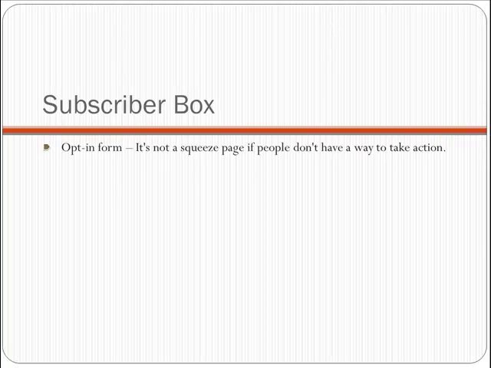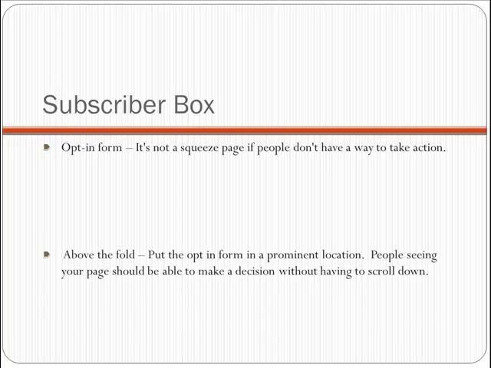Subscriber box. This is your opt-in form. This is that code that we were talking about that you're going to get from Aweber when you create your web forms. You're going to get a code that you're going to be placing on your squeeze page, and we'll be showing you how to do that. We're not going to get into that today, but opt-in form, it's not a squeeze page if people don't have a way to take action. If you're just giving them a headline, list of bullet points, and no way for them to put their name and email or anything, it's not a squeeze page. You've squeezed nothing out of them.